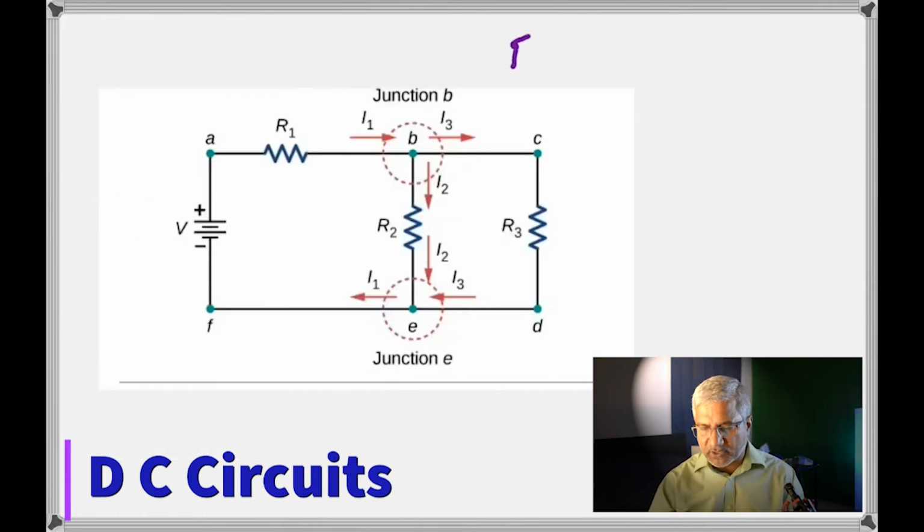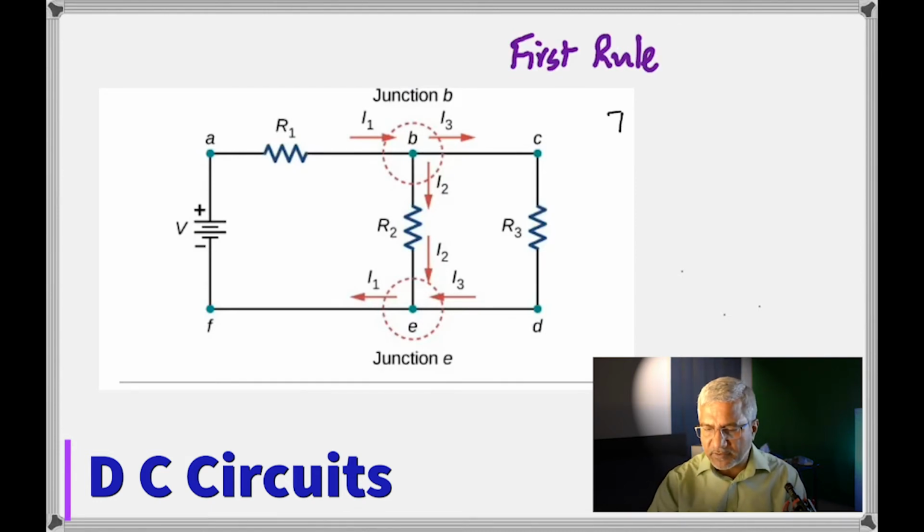Okay, let's work out an example. Look at this circuit. When you study the circuit, you have this battery, V volt, R1, R2, R3. As you start from here, there is a current I1 that flows through R1, but when that current reaches here, that splits into I2 and I3. So when you apply the junction rule at junction B, it's very clear that I1 is equal to I2 plus I3. Whatever comes in is equal to what flows out. So I1 is I2 plus I3.